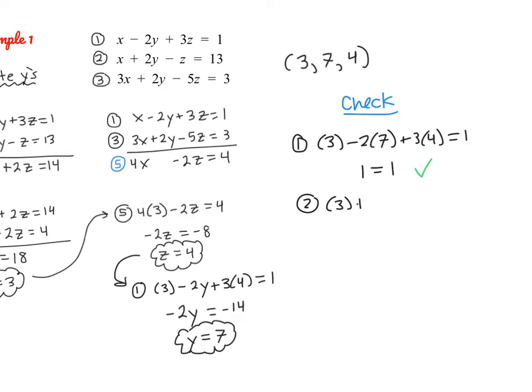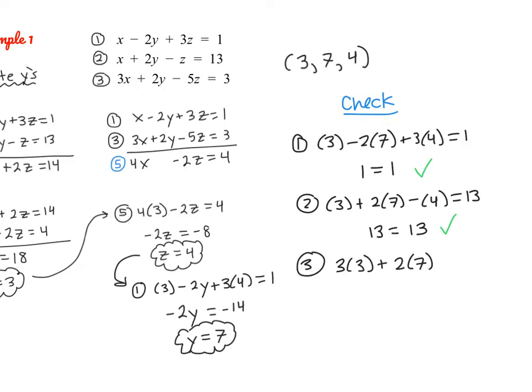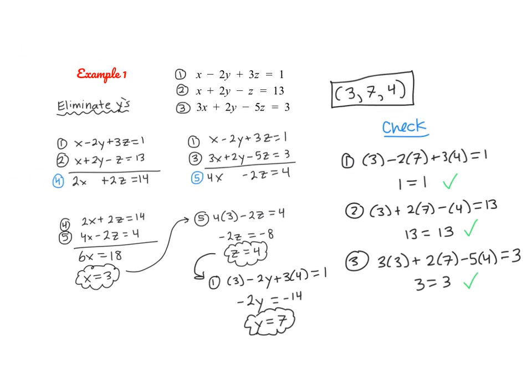So 3 plus 2 times 7 minus 4 equals 13. And that gives us 13 equals 13. So that one works. And last equation: 3 times 3 plus 2 times 7 minus 5 times 4 equals 3. And this does give us 3 equals 3. So that one works as well. So now that we've checked all three equations, we can finally box our answer, which is (3, 7, 4).